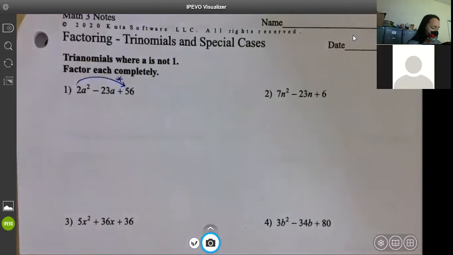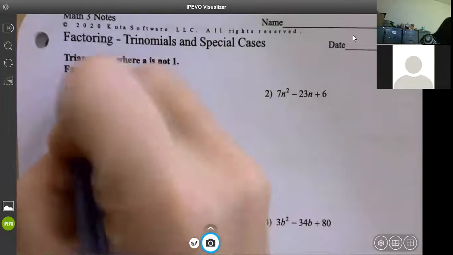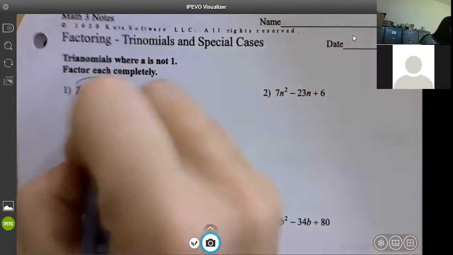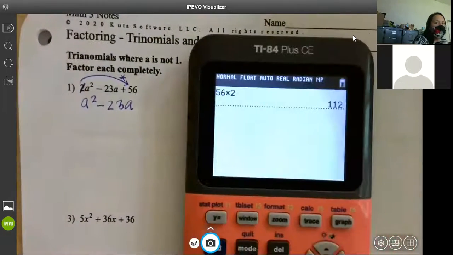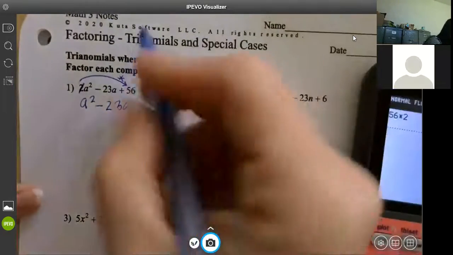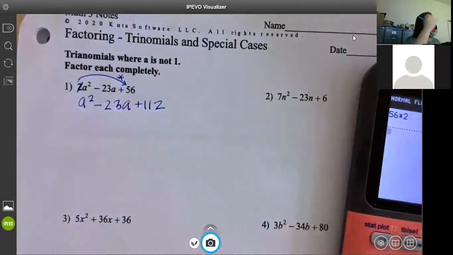And if you need a calculator, grab a calculator. If you have your phone, you can use your phone. It's fine. You're going to write down that 2 is going to go away. You're going to write down a squared minus 23a. And 56 times 2 is 112. And you're going to use whatever sign was right there. So it was a plus 56, so it's going to be a plus 112.